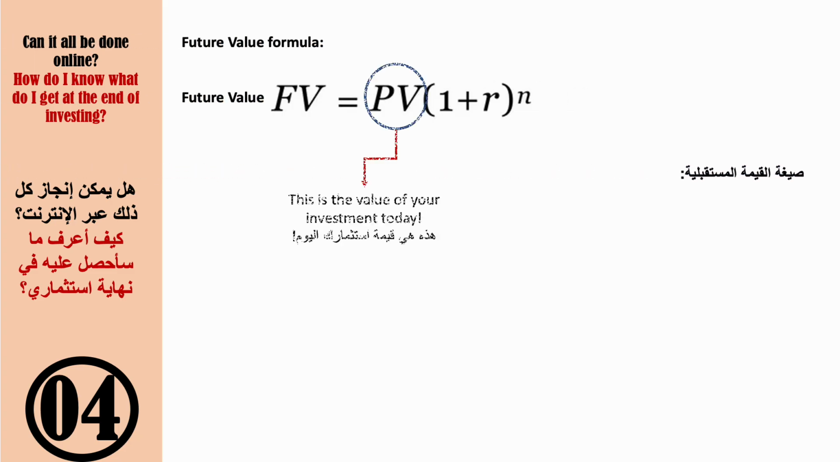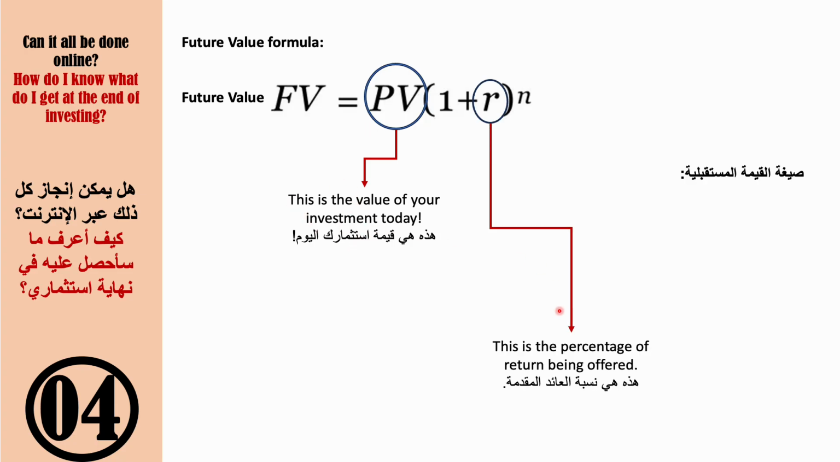It is what your investment is worth today, the present value of your investment, multiplied by 1 plus the rate of return that you're getting on a yearly basis. It could be 10, 15, 20, 30, whatever percentage it is. And the last bit is the number of years that you want to invest, from 1 year all the way to infinity, I suppose.